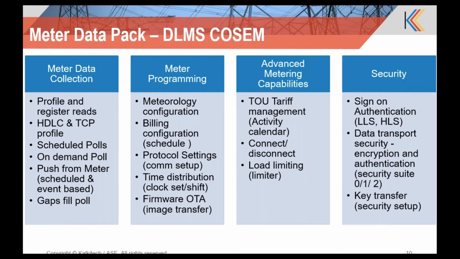There are also on-demand polls, where an operator wants to see the data on demand from the meter, so we can issue an on-demand poll from the headend, or it could be an on-demand poll from a third-party application, and Calculator.io will read the data from the meter and provide it to the user. And another possibility is an inbound connection from the meter, where the meter pushes the data.